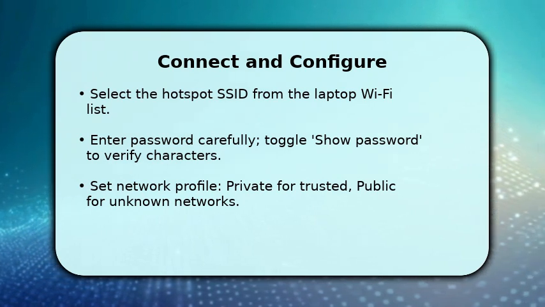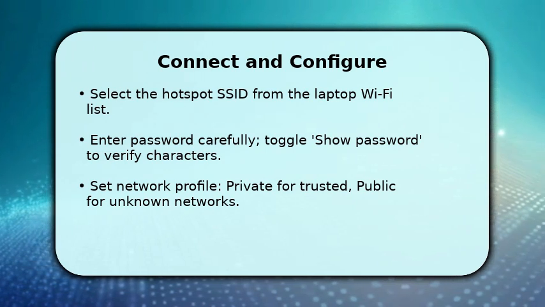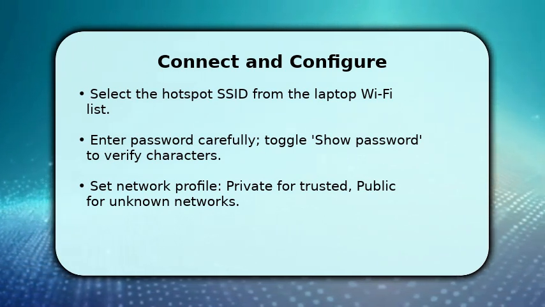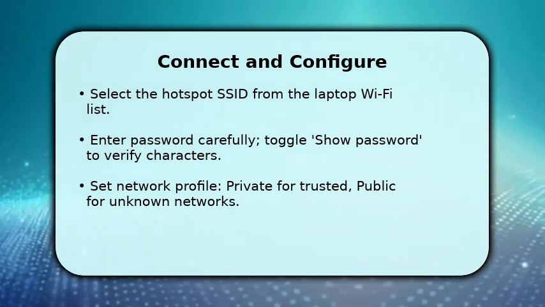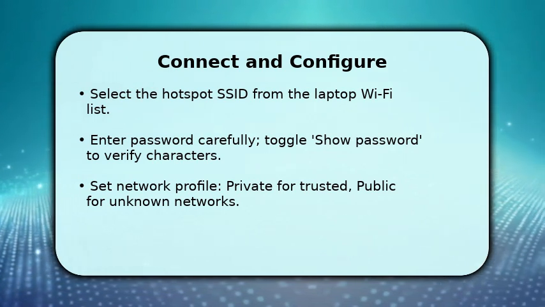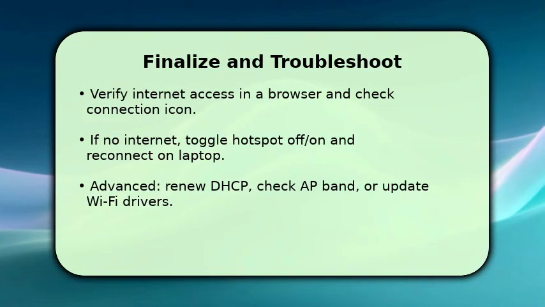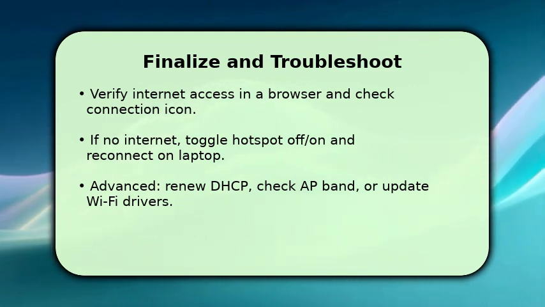Once connected, set the network profile to private if you trust the hotspot so file sharing behaves correctly. Choose Public to keep the laptop more locked down. Make sure the laptop acquires an IP via DHCP. If not, prepare to assign one manually. You finish by confirming internet access. Open a web page and glance at the network icon for signal strength and IPv4 address.